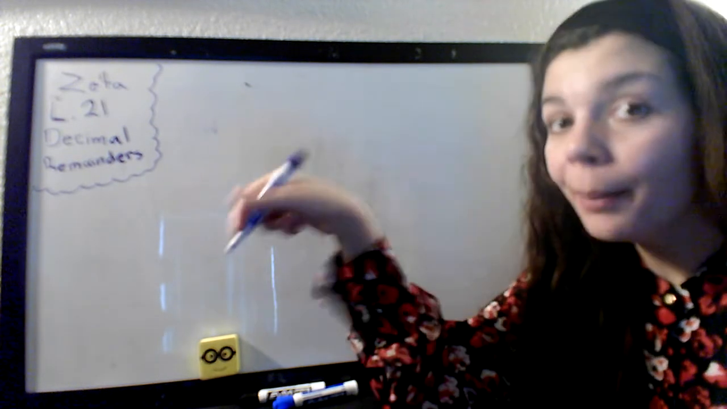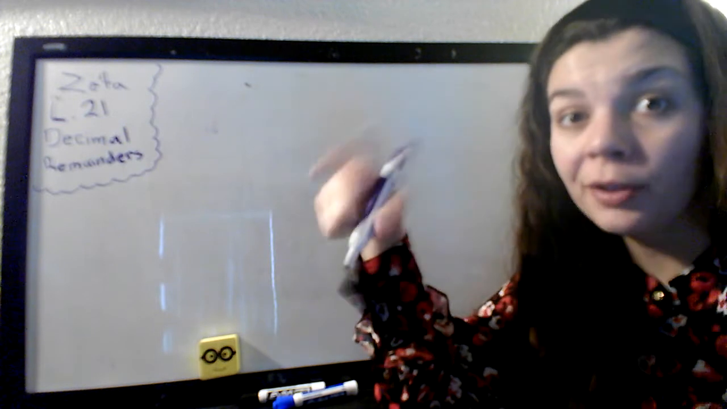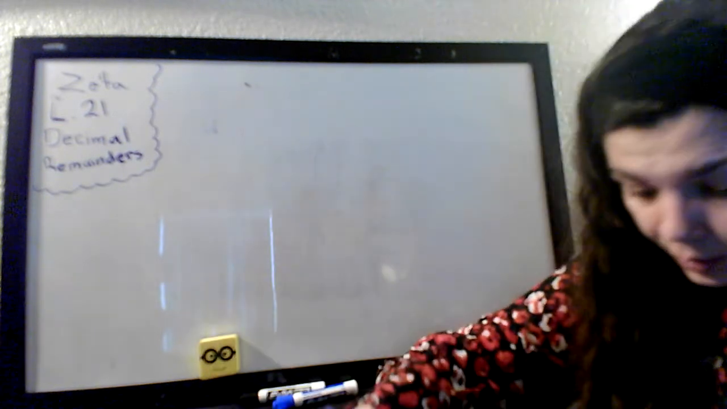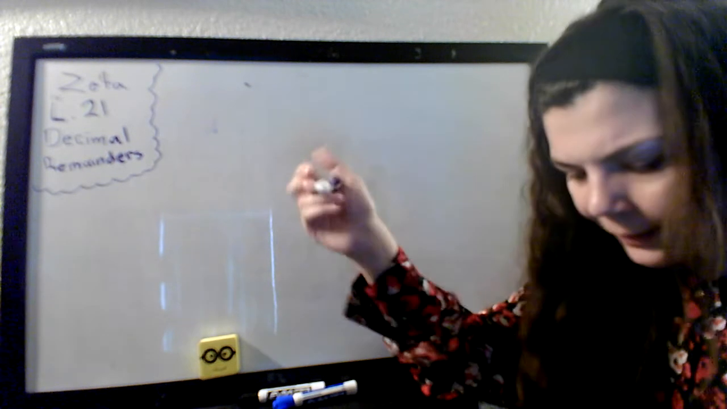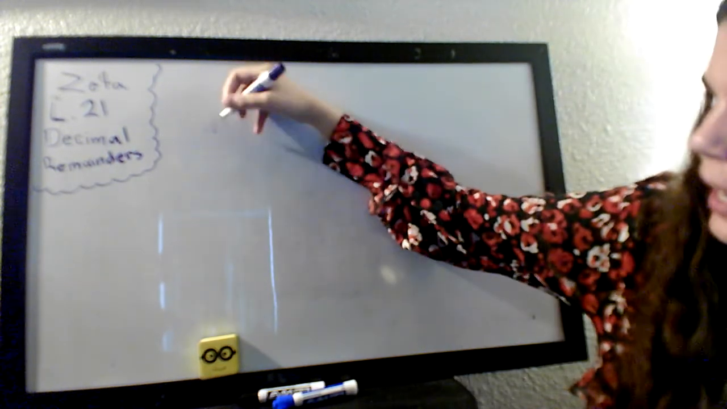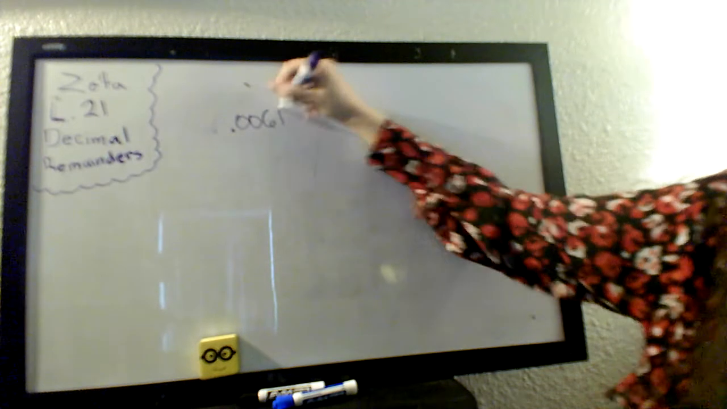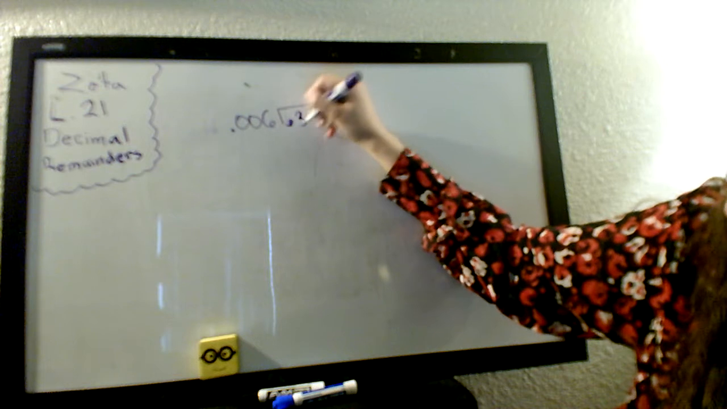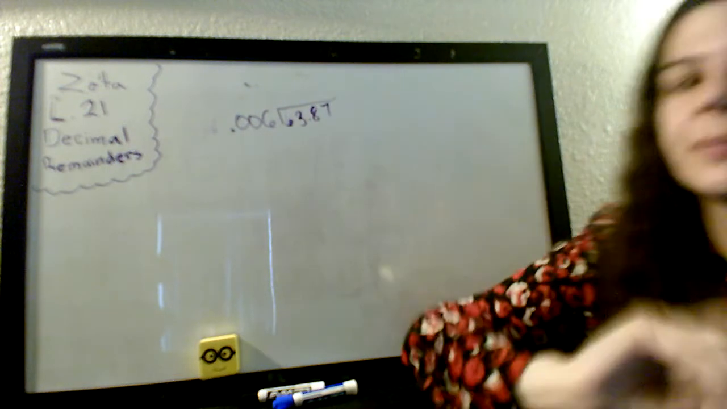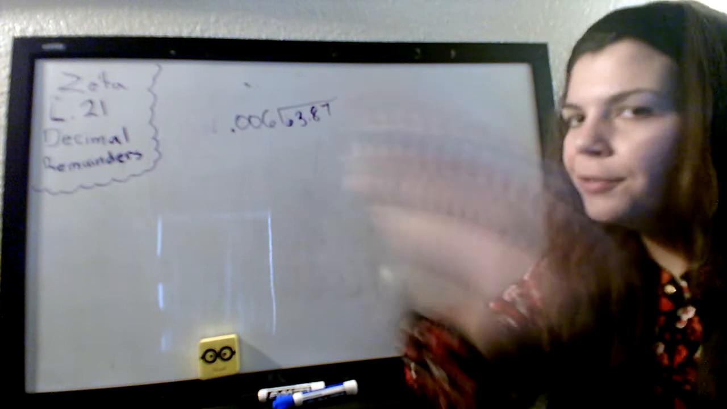So I'm going to hop into that because it's a pretty big lesson, but I would like to go ahead and review last week's, which is just dividing a decimal by a decimal. I'm just going to refresh it in your mind for a sec. So if I had 0.006 divided by 63.87. Just reviewing. What do we do first?